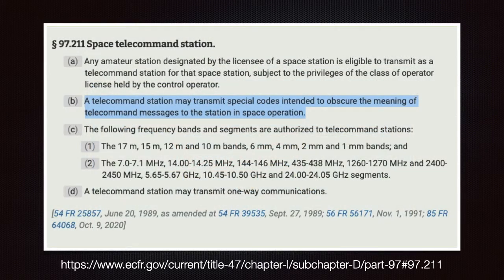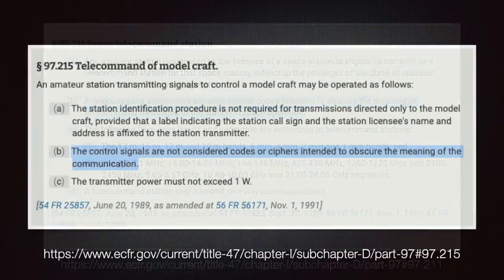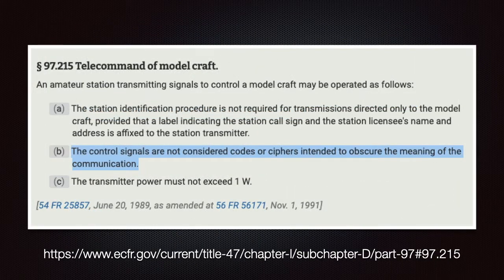Part 97.211, Space Telecommand, tells us a telecommand station may transmit special codes intended to obscure the meaning of telecommand messages to the station in space operation. Part 97.215, Telecommand of Model Craft, we are told, the control signals are not considered codes or ciphers intended to obscure the meaning of the communication.